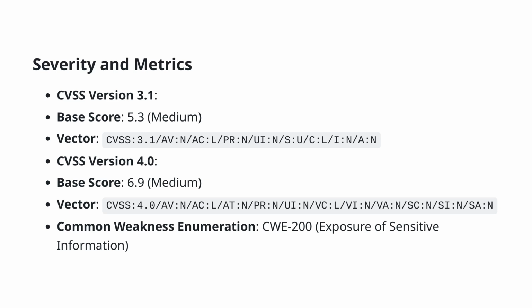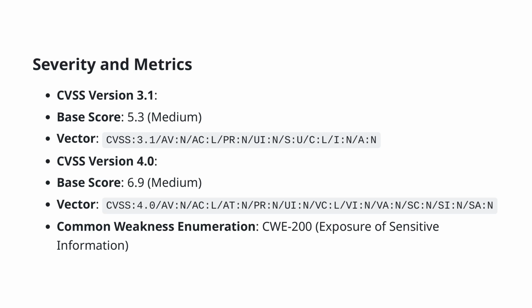It's network exploitable, AV:N, requires low attack complexity, AC:L, no privileges are required, PR:N, and user interaction isn't needed, UI:N. It has an unchanged scope, S:U, and only impacts confidentiality to a low degree, C:L, with no impact on integrity or availability, A:N. In CVSS version 4.0, the base score is slightly higher at 6.9, still within the medium severity range.